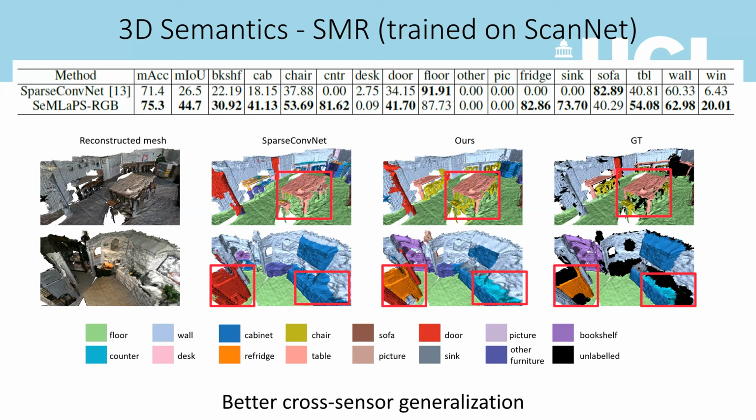To do this experiment, we captured four sequences with RealSense D455. You can clearly tell from the mesh: this is the scanner mesh, and this is the mesh reconstructed with the RealSense depth. You can see the quality is worse. We test the methods trained on ScanNet, and here you can see that our method is able to achieve better cross sensor generalization, which is very important for actual practical usage.